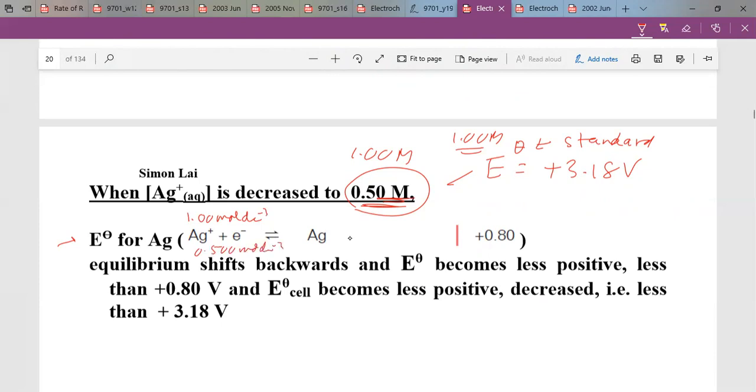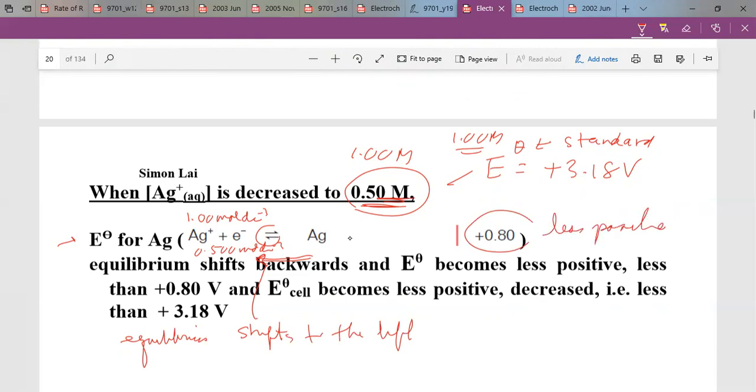What happened? That means if this decreases, the equilibrium will shift where? Because it's reversible, do you shift forward or backwards? You shift backwards. They say shift to the left. Equilibrium shifts to the left. It means if you shift to the left, the 4 is positive, backwards is negative, so it becomes less positive now. It's still positive, but it's less positive.